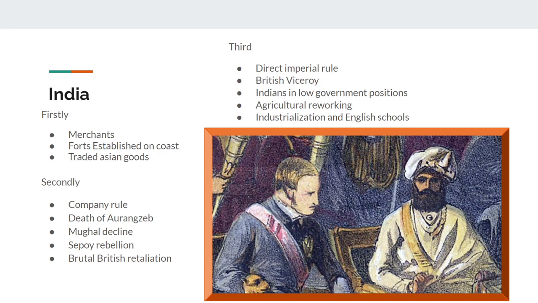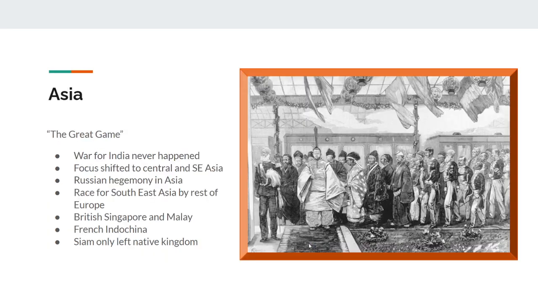There was an agricultural reworking to introduce cash crops, and there was more industrialization and implementing English schools into India. Asia. The imperialism in Asia is often referred to as the Great Game. There was the war for India that everyone had thought was going to happen, but never happened.